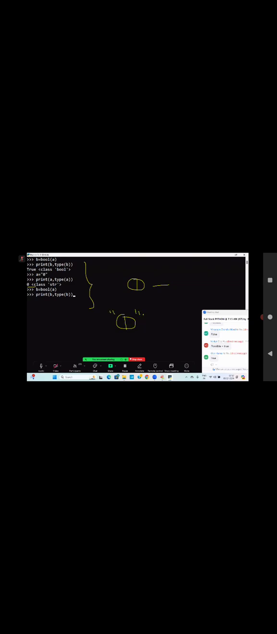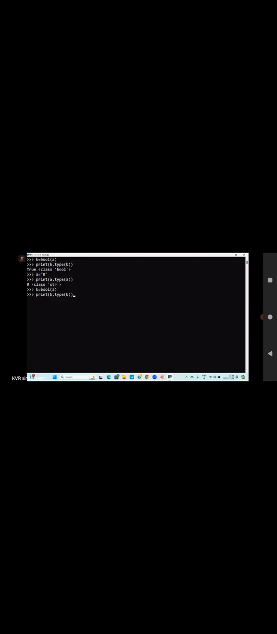When we take anything within the double quotes, it will take the length of the str. What is the length of the str? 1. 1 is what? Non-zero. Non-zero means what? True. This is a question regularly asked. So at that time you need to say it is true.